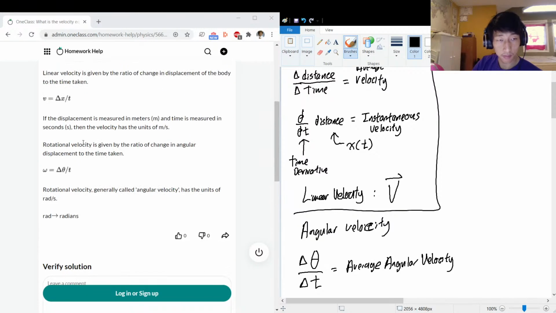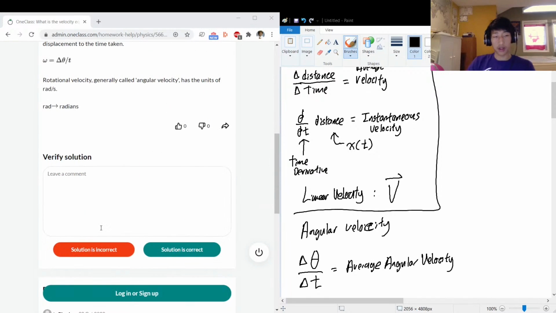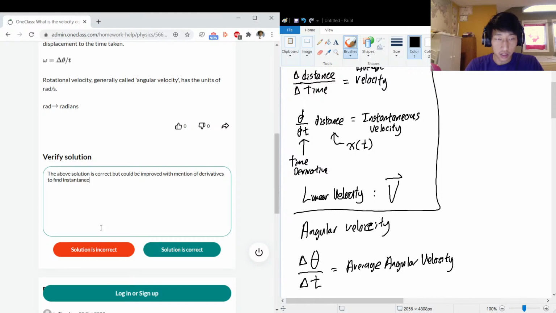Okay, so I think they explained it pretty well, but whoa, my bad. Just hit my microphone real fast. The above solution is correct, but can be improved with mention of derivatives to find instantaneous velocities.